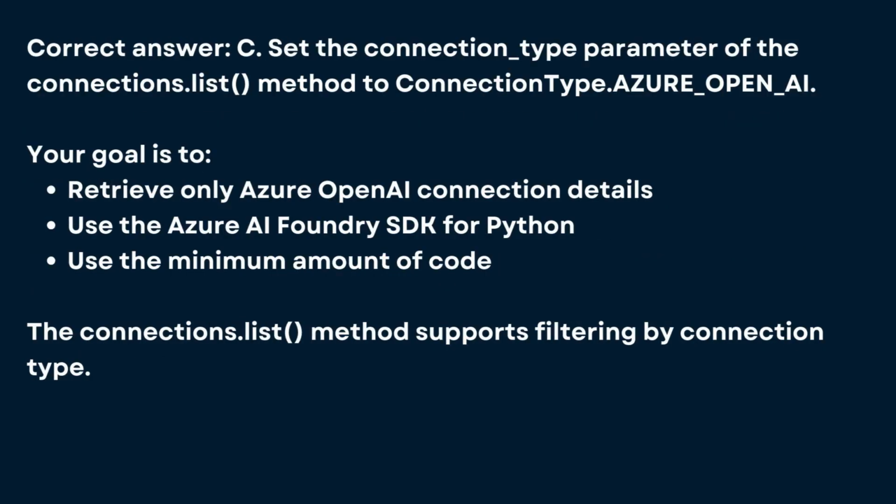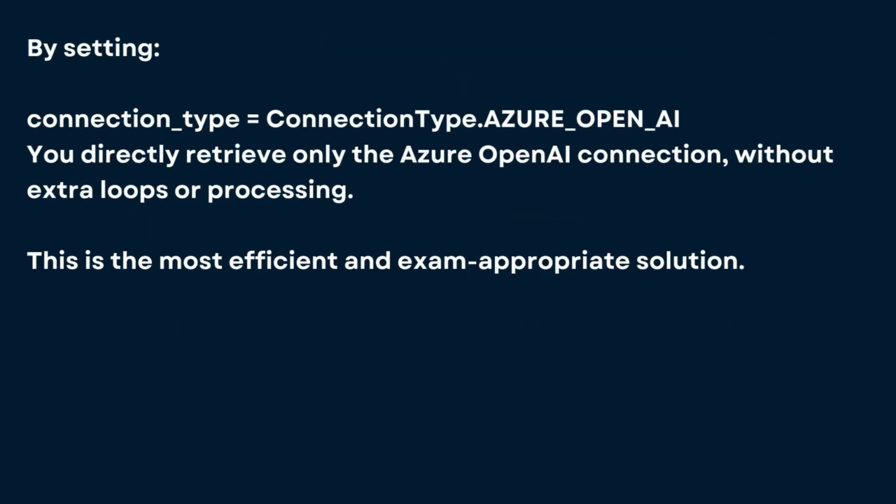The correct answer is Option C. Set the connection type to Azure OpenAI. Here's why. The connections.list method supports filtering by connection type. By setting the connection type to Azure OpenAI, you retrieve only the required connection with the least amount of code.